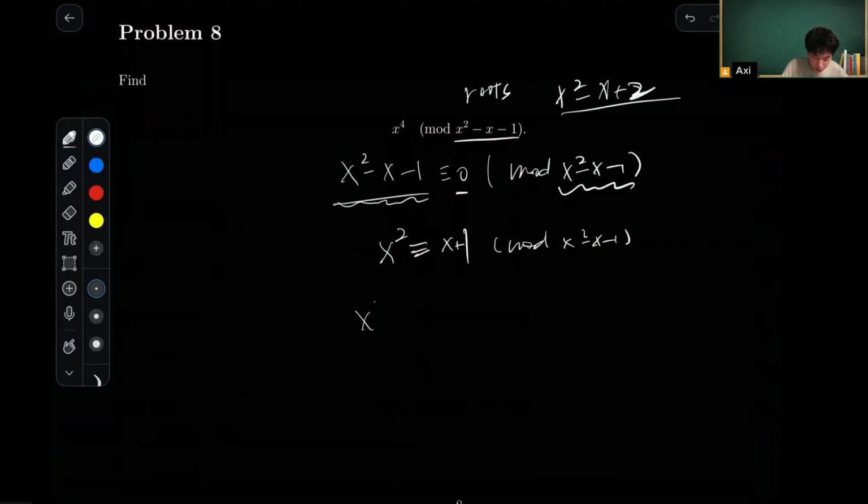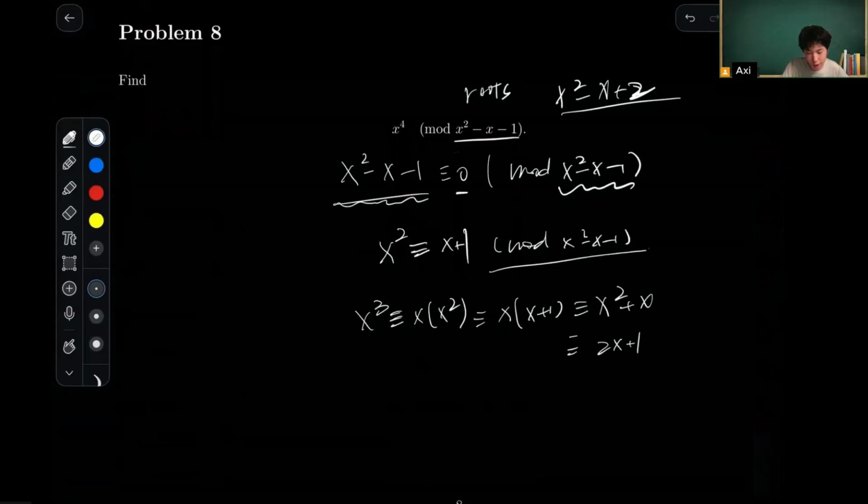This means x cubed is equivalent to x times x squared, which is equivalent to x times x plus 1, which is equivalent to x squared plus x, which is equivalent to 2x plus 1. All under mod x squared minus x minus 1.